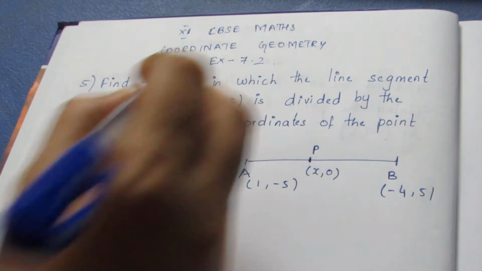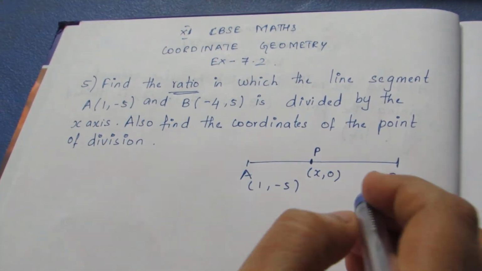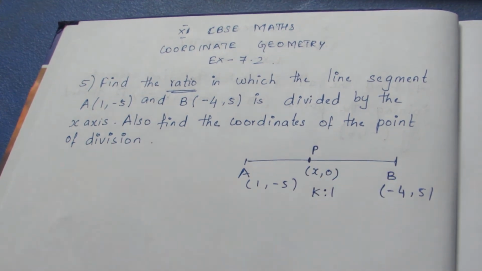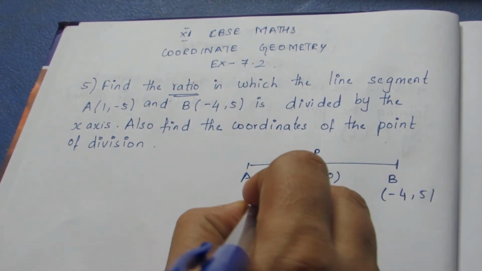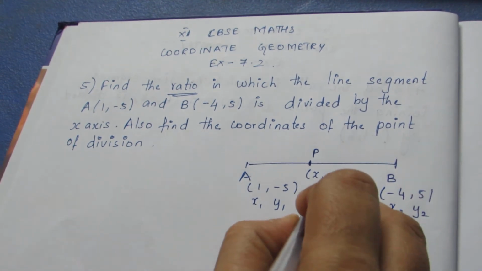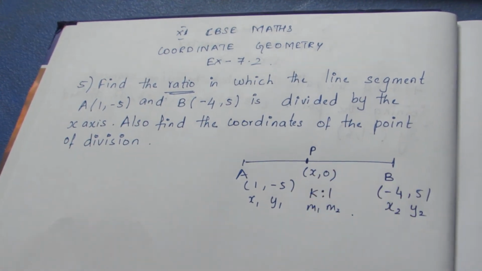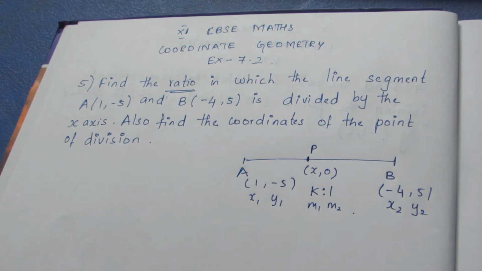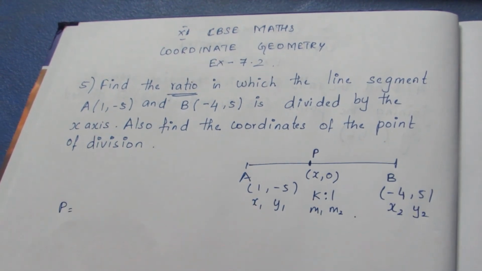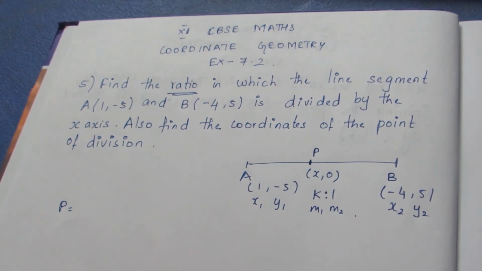They are given in the ratio, so there is no ratio given. If there is no ratio given, we need to take the ratio to be k:1. So I am taking the ratio to be k:1. Here the points will be x1, y1. This will be x2, y2. We know as it is in ratio, we need to substitute in the ratio formula. Your ratio formula is always internal; if there is no information about internally or externally, it will be only internally.